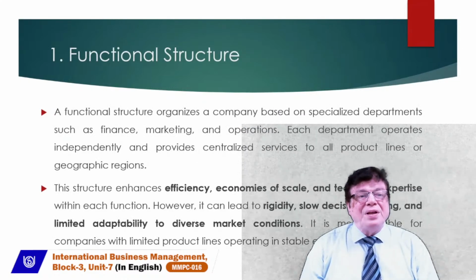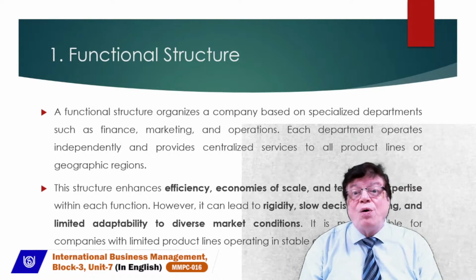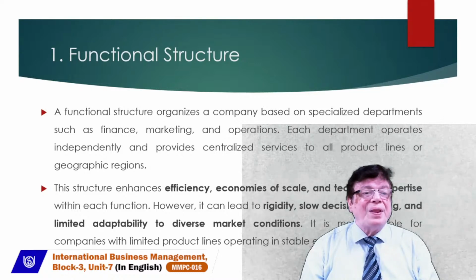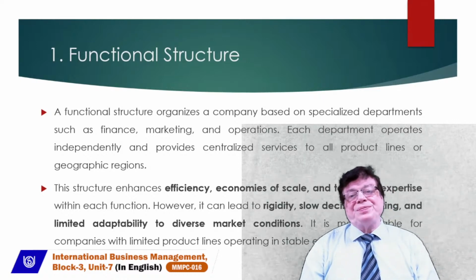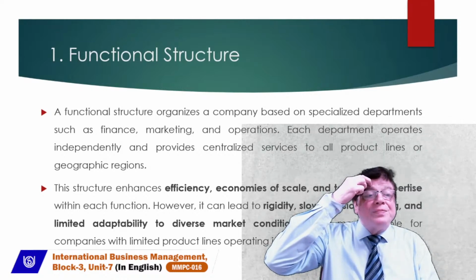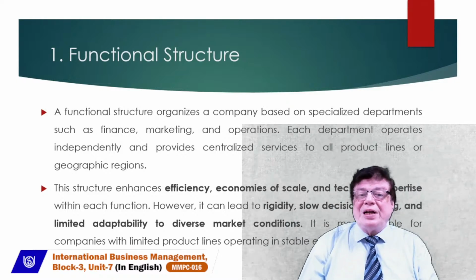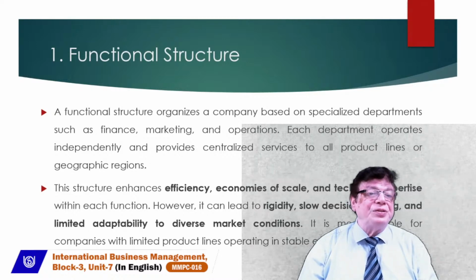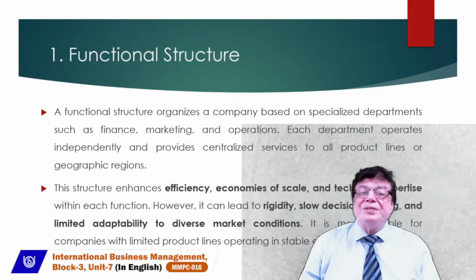Functional structure. A functional structure organizes a company based on specialized departments such as finance, marketing, and operations. Each department operates independently, you see, and provides centralized services to all product lines or geographic regions. Say, for example, finance: there will be a general manager finance, general manager marketing, general manager operations.